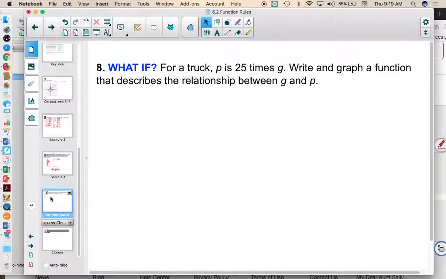What if for the truck, P is 25 times G? For a truck, P is 25 times G. Write and graph the function that describes the relationship. It's using the same info, we're just changing up the data a little bit. So what's the new function rule going to be? What do you think, Lily? Y equals 25x. You got it. It's a little bit different than the one before it.